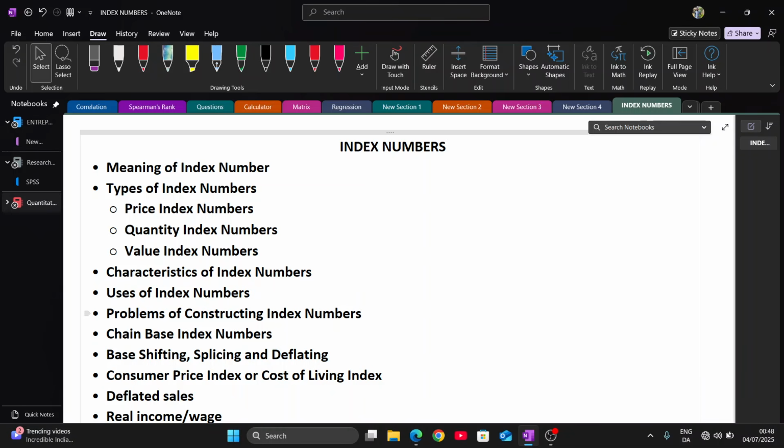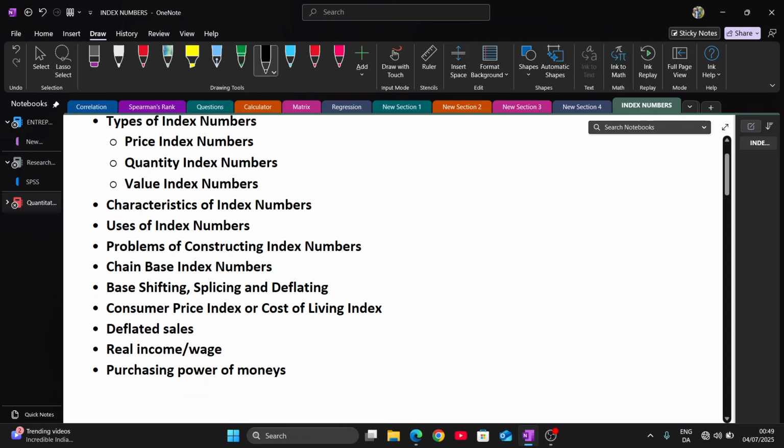So in this lecture, we will cover what index numbers are and the types of index numbers. We're going to look at the price index numbers, the quantity index numbers, and the value index numbers. We will also look at the characteristics of index numbers, some uses of index numbers, problems of constructing index numbers, then chain-based index numbers. Thus, given a fixed base, how do you convert it to a chain base? And also given a chain base, how do you convert it to fixed base?